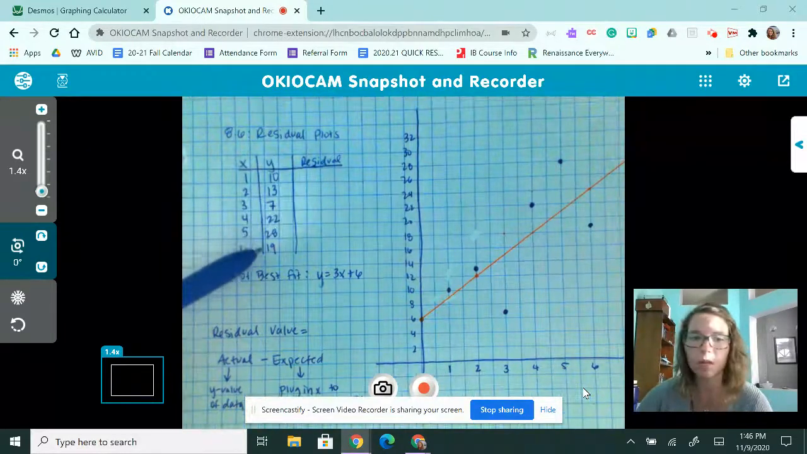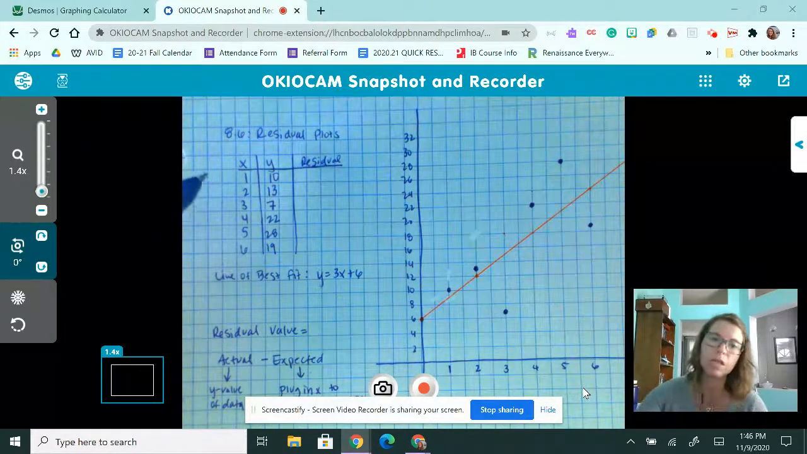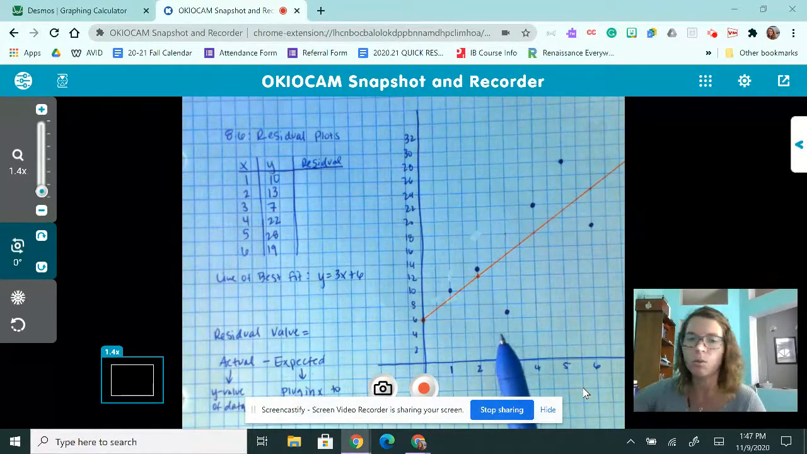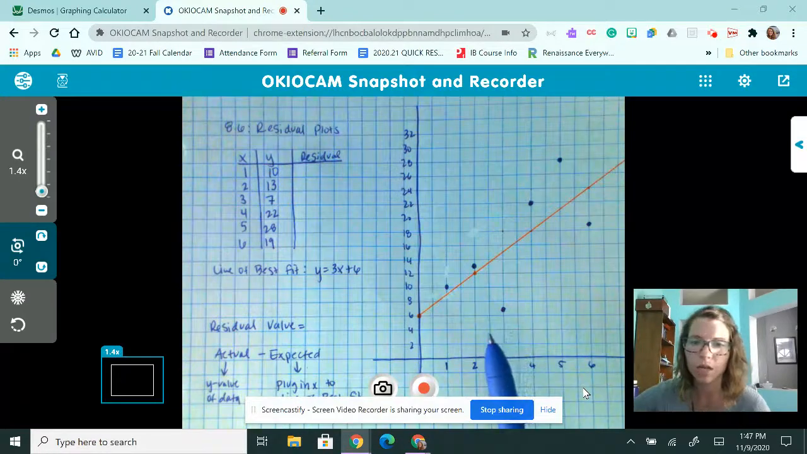This is our scatter plot data we'll be using. Feel free to pause the video and write this down in your notebooks if you want to follow along. Also, this is the graph of our data. Again, you can pause the video and graph the data before moving on.